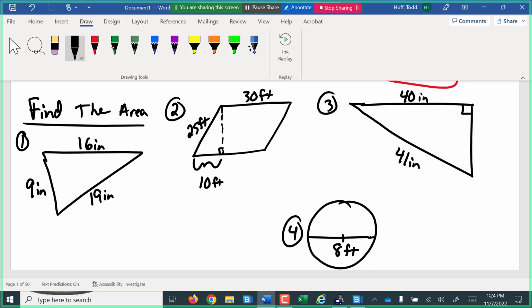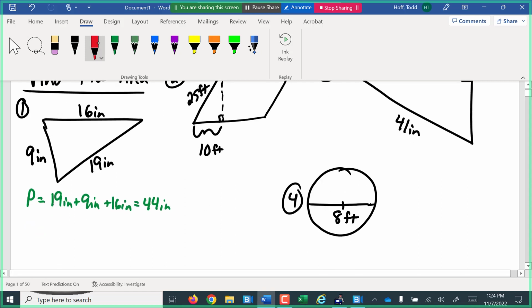Well, let's see how you're doing on these. So number 1 is probably the most difficult of these 4 because it's a triangle with no right angle given. And of course, to find the area of that, we have to use Heron's formula. And to use Heron's formula, we start with the perimeter. So we're just going to add up the sides. 19 plus 9 is 28, plus 16 is 44 inches.